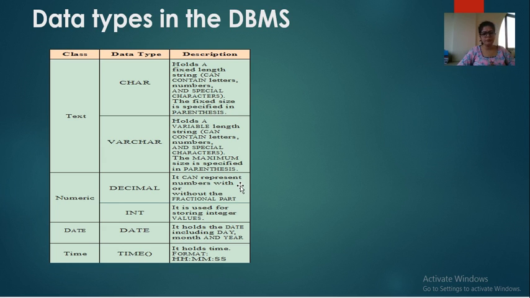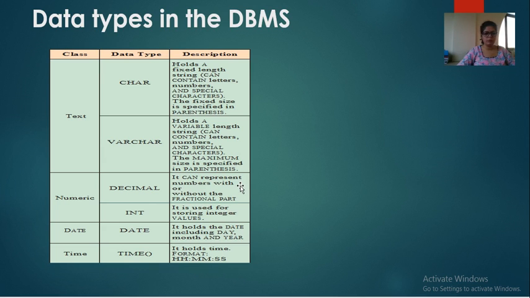This is a very detailed topic, but in your syllabus only 4 data types are included, so I will discuss only these 4 data types. The very first data type is text. When you have to type text in DBMS, you can enter char and varchar. We have 2 data types, char and varchar.